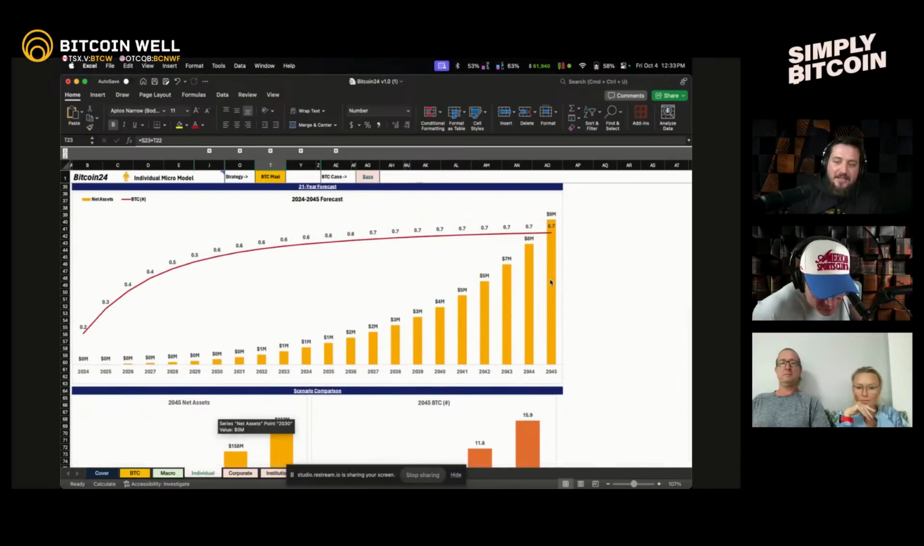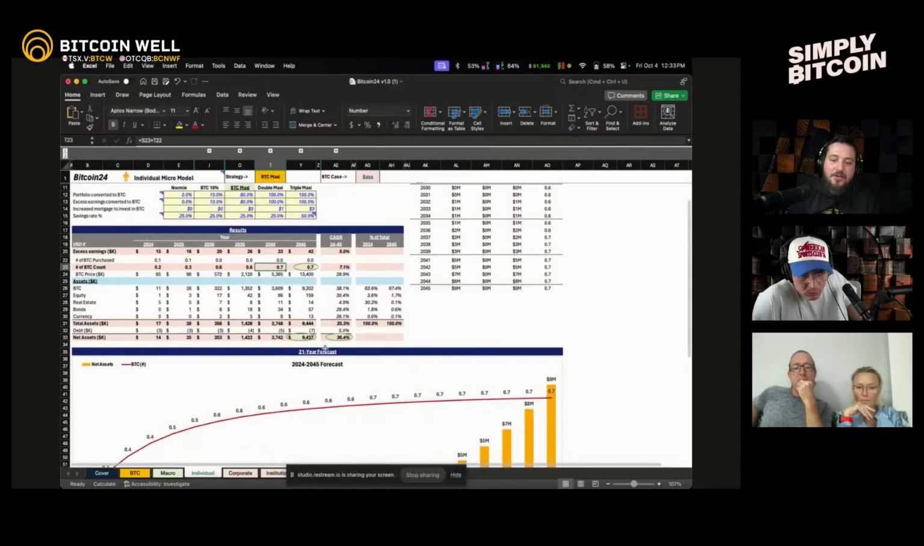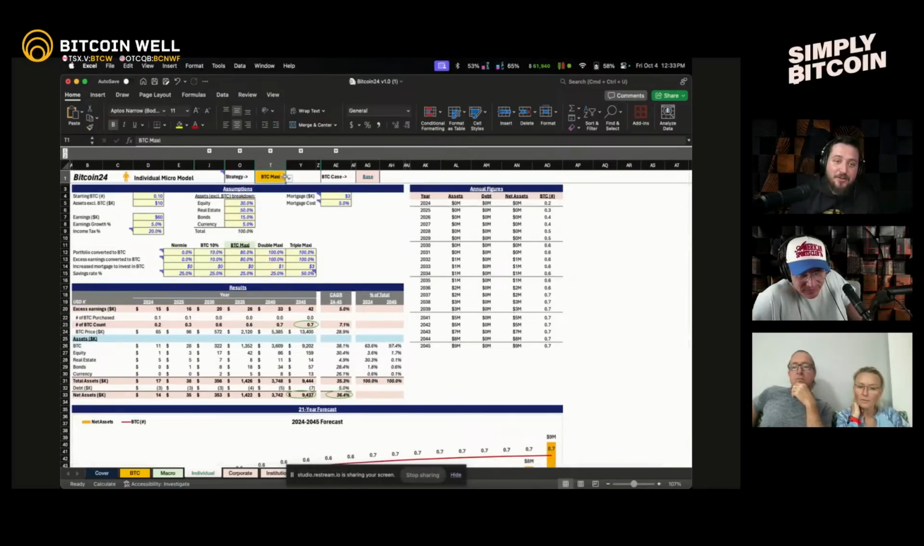But take a look at the year 2045. If Michael Saylor's base case comes true, that means by the year 2045, if you're taking the Bitcoin Maxi strategy, which is converting 80% of your portfolio into Bitcoin, putting 80% of your excess earnings into Bitcoin, you end up with 0.7 Bitcoin, and that roughly equates to $9 million US by the year 2045. That is absolutely insane.